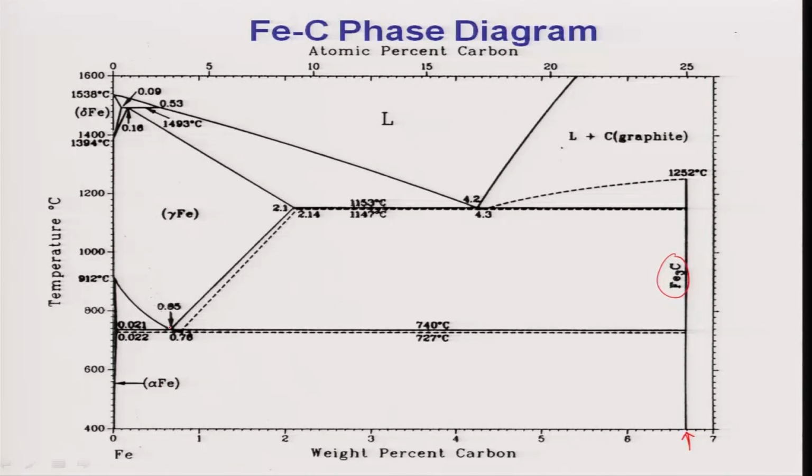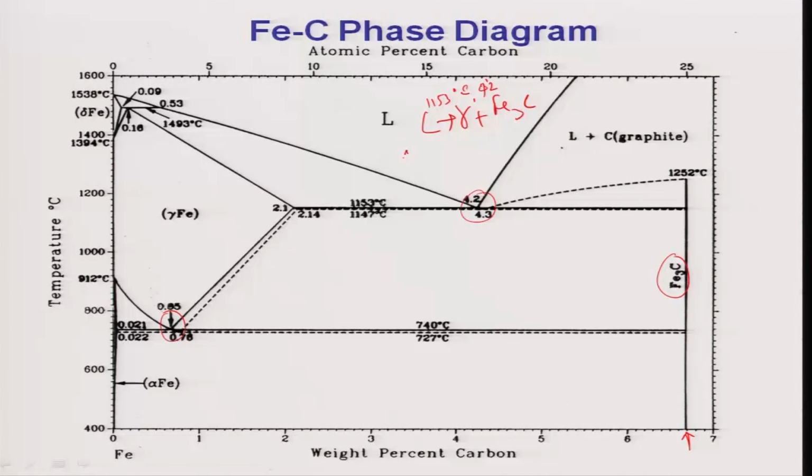Similarly, this transformation also gets modified. This is whatever I discussed about these. What is the modification? The eutectic temperature, whatever reaction I told you, liquid to gamma plus cementite, which is iron carbide. This reaction happens at 1153 degrees Celsius with a carbon concentration of about 4.2% carbon.